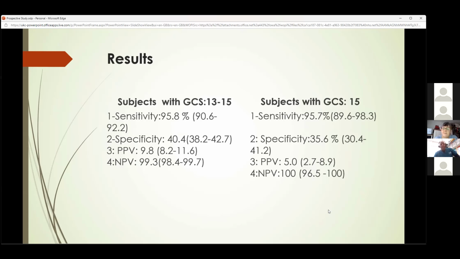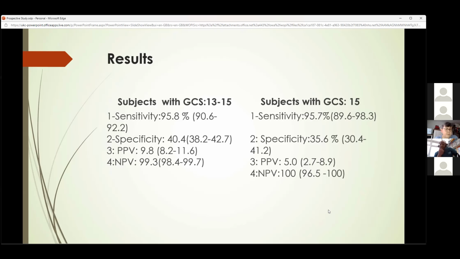Now, the implication of this is that for a test to have a sensitivity of 95.8, it means that the screening test is able to spell accurately the number of people who had an intracranial event. The negative predictive value, which is 99.3, is a measure of the probabilities of finding people with a negative intracranial event, or those who actually didn't bleed into the brain. So that's the implication of these results for patients with Glasgow coma scale between 13 and 15.